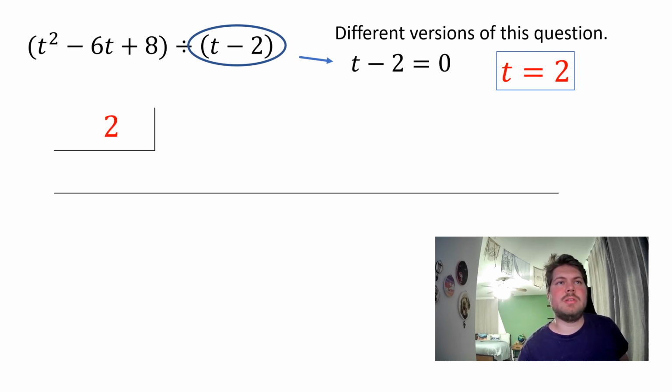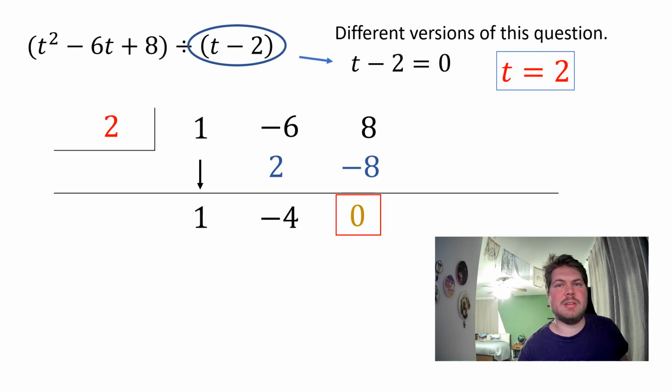All right, so we're going to put 2 right here, and then we're going to bring all of our constants down. So 1, -6, and 8. Now, we always bring the first number down, and then we're going to multiply, add, multiply, add, multiply, add. So 2 times 1 is 2. -6 plus 2, or 2 minus 6, gives you -4. 2 times -4 is -8, and this gives us a nice remainder of 0. So this is just t minus 4. That's a really nice one.